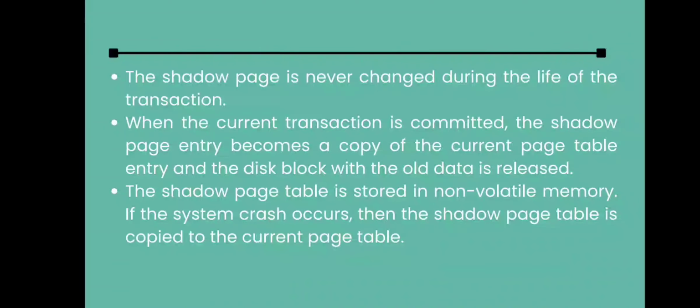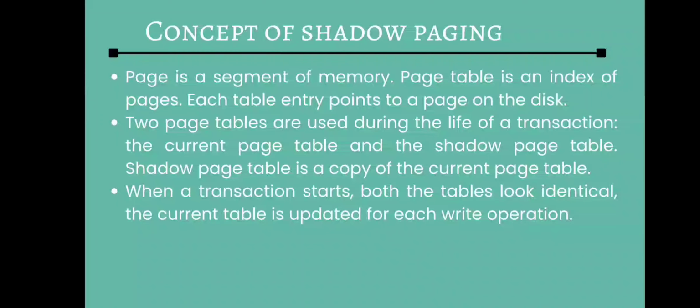From buffer memory to the main memory means whatever data you are having or whatever process you are doing, it will firstly reflect to the buffer memory and then the main memory. Concept of shadow paging. Page is a segment of memory. Yes, page is a block of memory where you can store the data. Page table is an index of the pages. Each table entry points to a page on the disk.